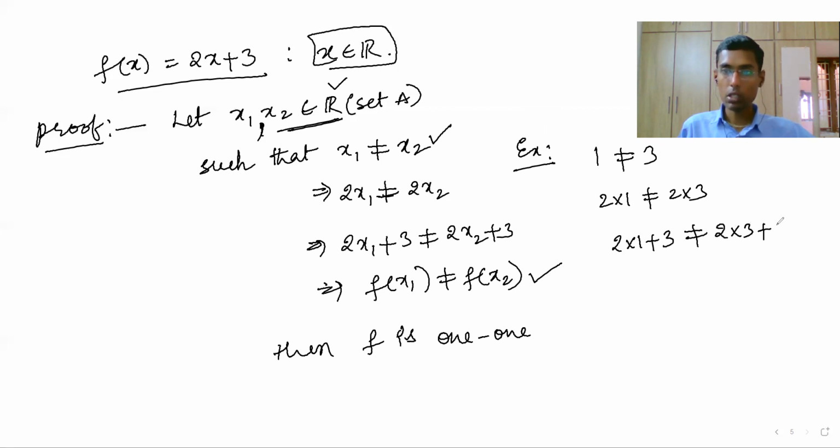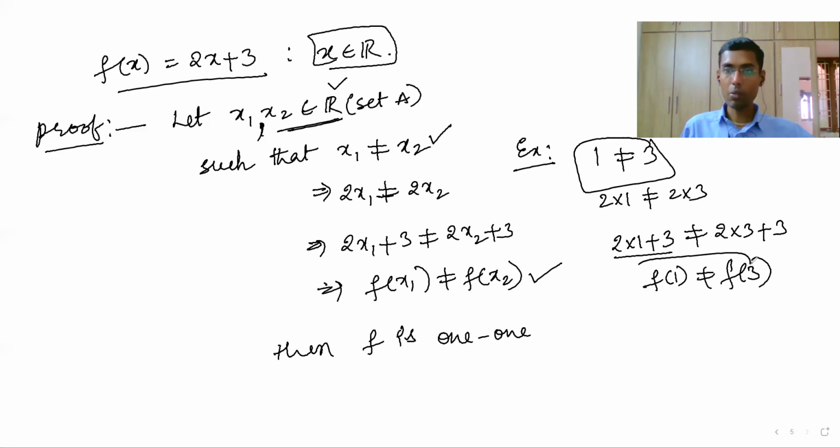2 into 3 plus 3, right? So this one is f of 1, and f of 1 is not equal to f of 3. See, different elements have different images. But here, in the place of x1, x2, you can put any real number. Got it? Is that okay? Yes, sir.